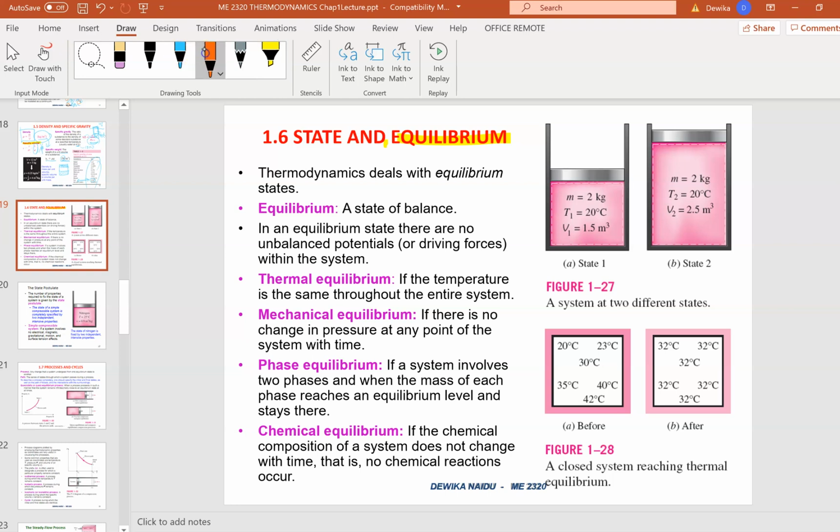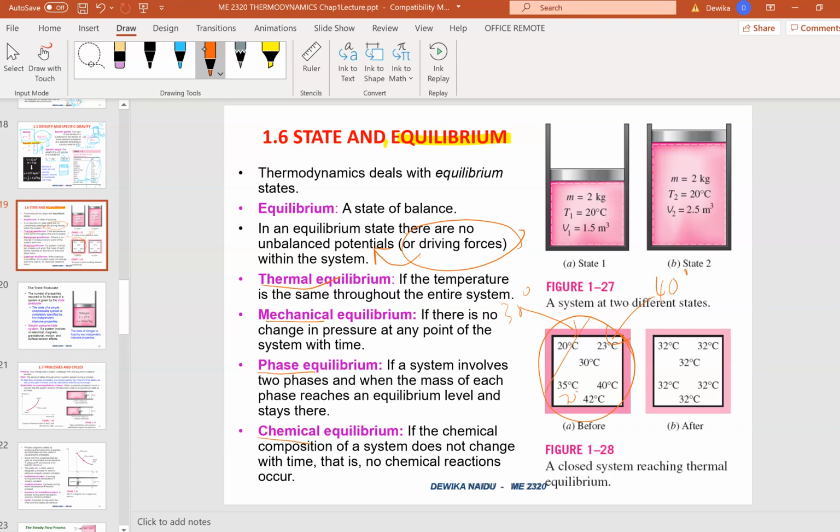So anything that is not in equilibrium will have a driving force to make sure that the process goes back to the equilibrium state. Okay, so there are a few terms here. We have thermal equilibrium, mechanical equilibrium, phase equilibrium, and chemical equilibrium. Thermal equilibrium, if the temperature becomes the same throughout. Okay, I give an example. Let's say if you have a cold water and then you add on a water which is 40 degrees, and then you add on another cup of water which is 30 degrees, and your ambient room temperature is 20.